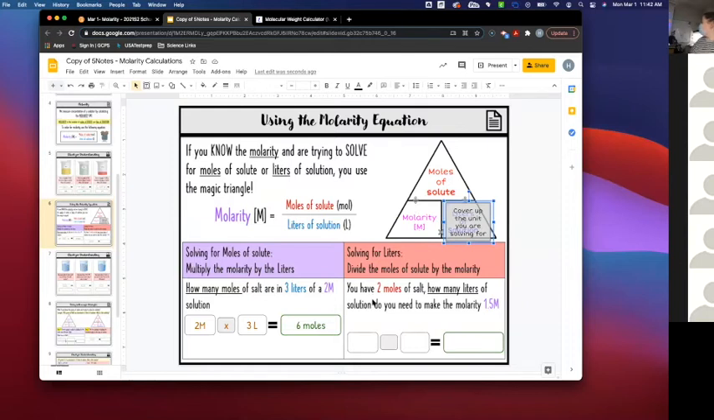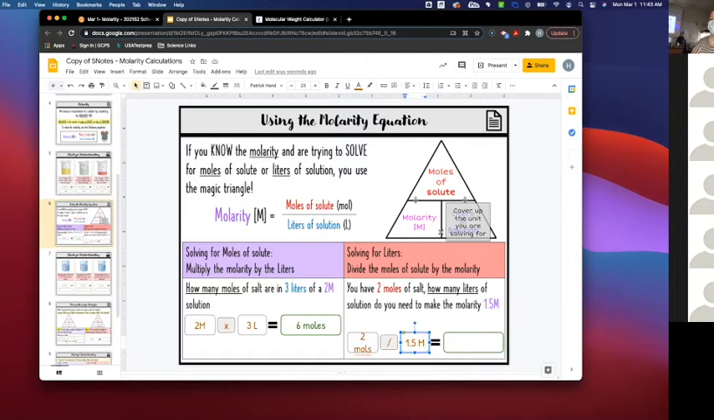So the problem says you have 2 moles of salt. How many liters of solution do you need to make the molarity 1.5 molar? Okay. So we're just going to follow what the triangle tells us to do. Moles of solute divided by molarity. So 2 moles of solute. Then we're going to divide by our molarity, which is 1.5 molar. Okay. Do that on your calculator. Zoom, tell me in the chat.